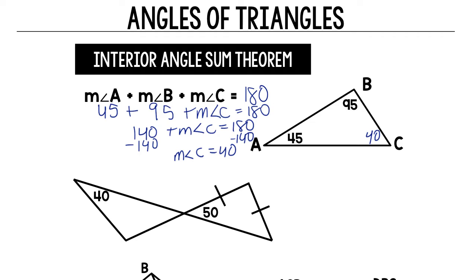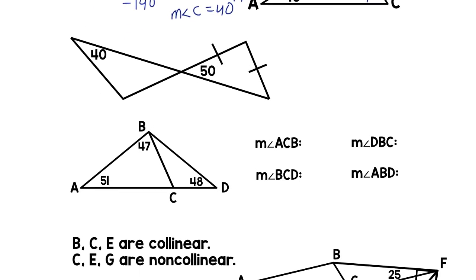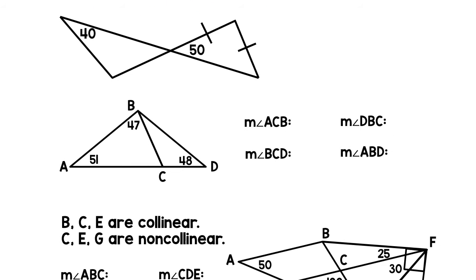Let's look at the next triangle down. We've got the triangle on the right here. We learned that this is an isosceles triangle where these two sides are the same. These two angles are also the same. So we know that angle is going to be 50.